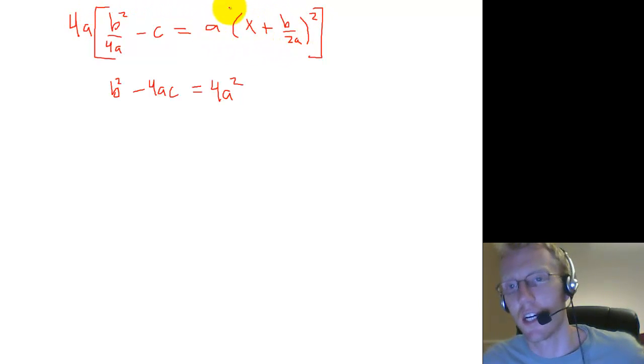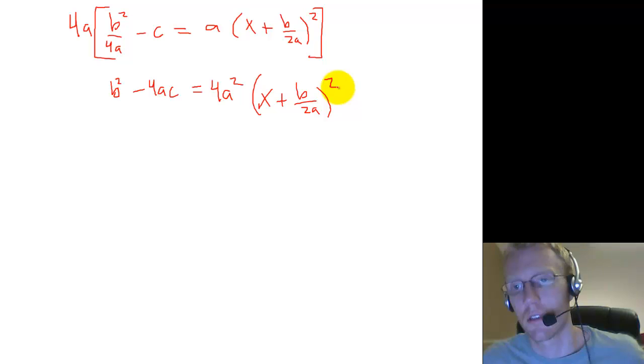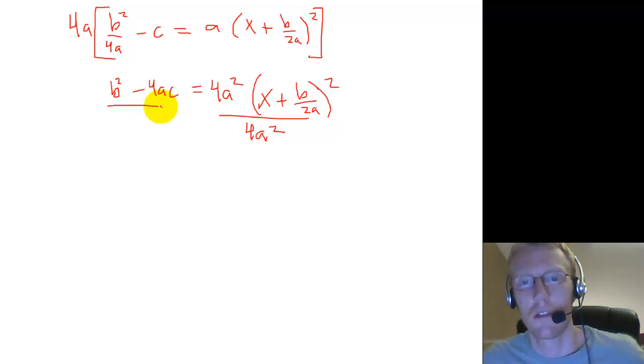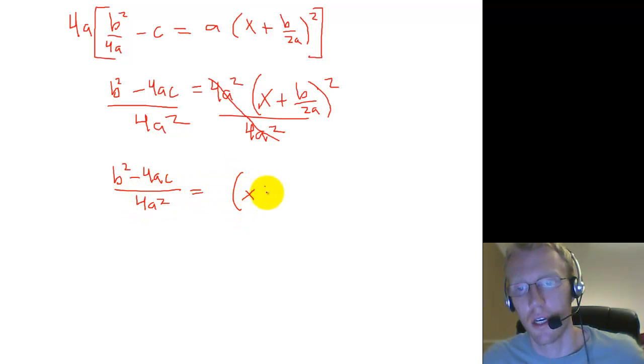This is distributing to the entire piece, because this is all attached by multiplication. This part is multiplied by this part, so it's all one piece. So we get x plus b over 2a squared. Okay, now let's divide both sides by 4a squared. So that part cancels out. So we're left here with b squared minus 4ac over 4a squared equals quantity x plus b over 2a squared.